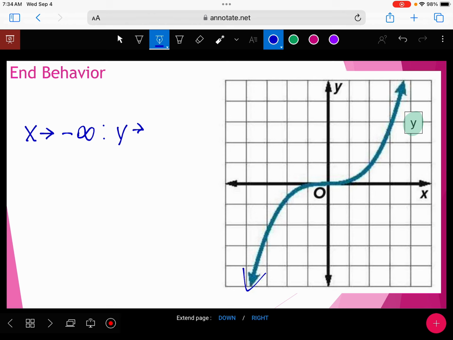I'm yelling timber. Okay. So as x approaches negative infinity, as my x's get real small, my y's get real small. They're going down. I'm yelling timber.